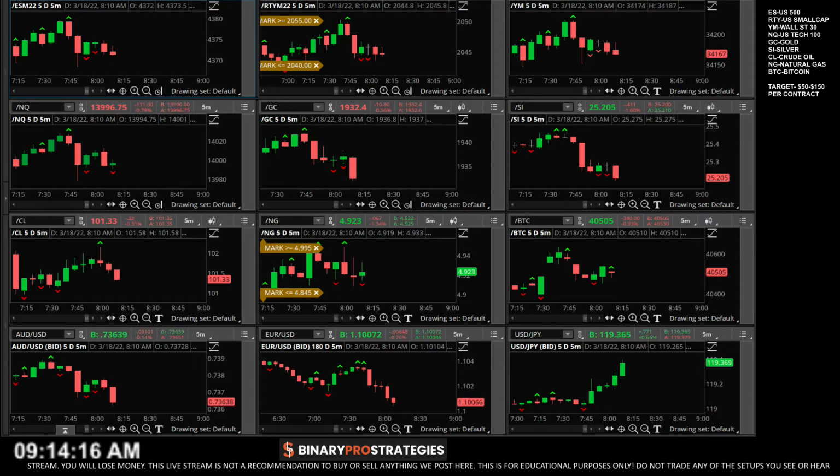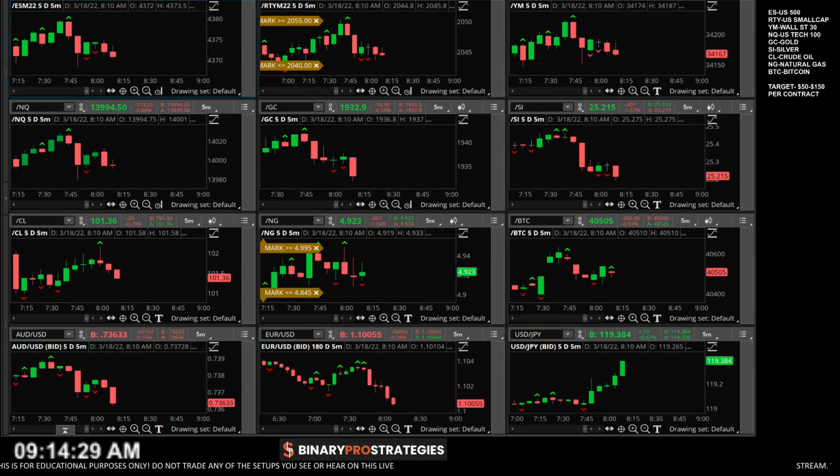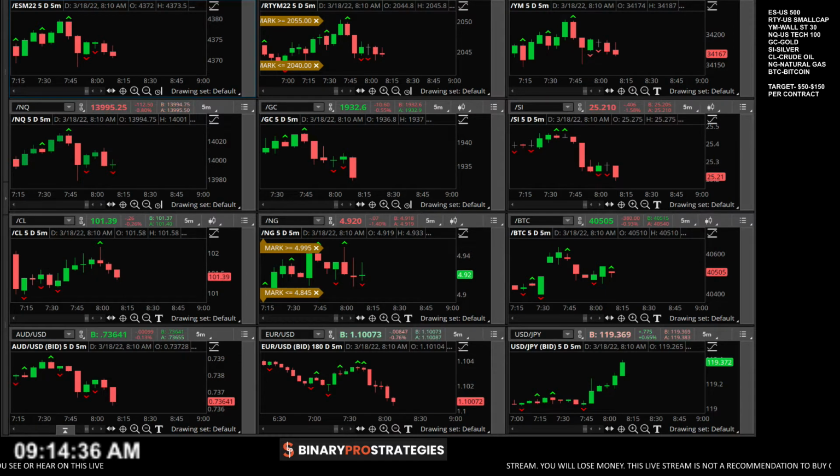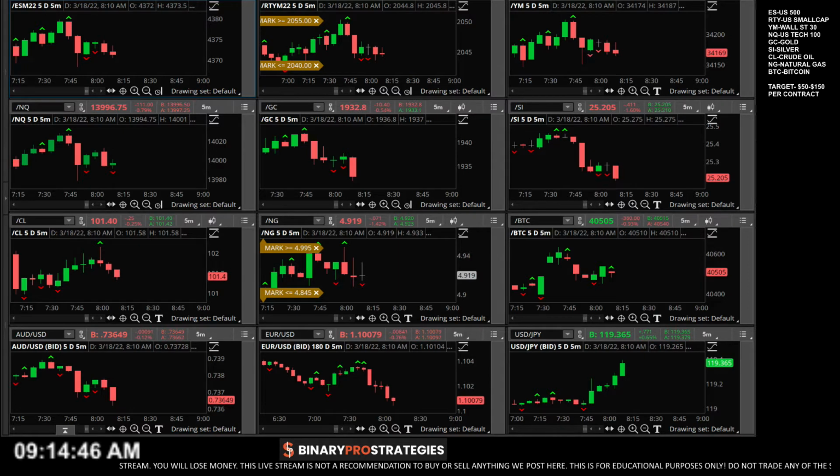And also, these are my targets. These targets are typically going to make anywhere between $50 to $150. So typically, you get into a trade, I'm going somewhere between $50 to $150. NQ is going to be closer to 150. ES, RTY, YM closer to between 50 to 75. And that's on a per contract basis. So you don't have to put on many contracts to really have a beautiful day.